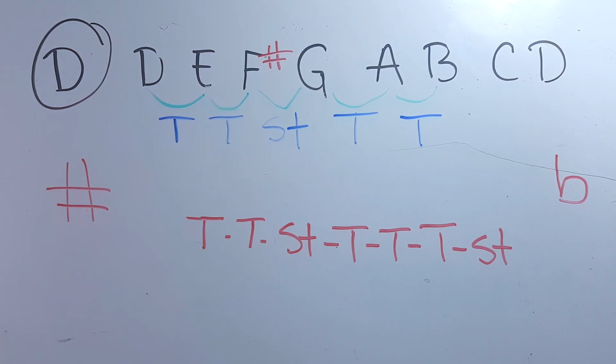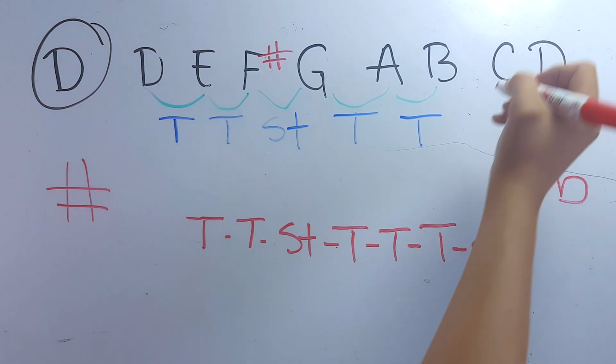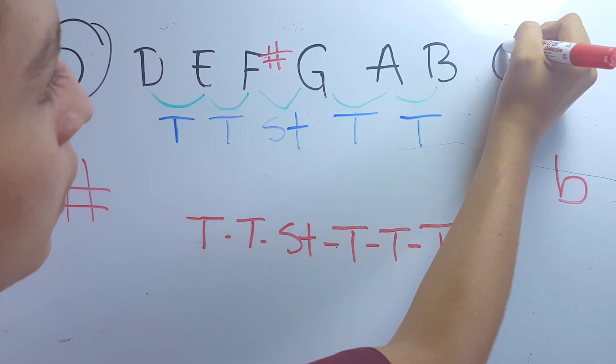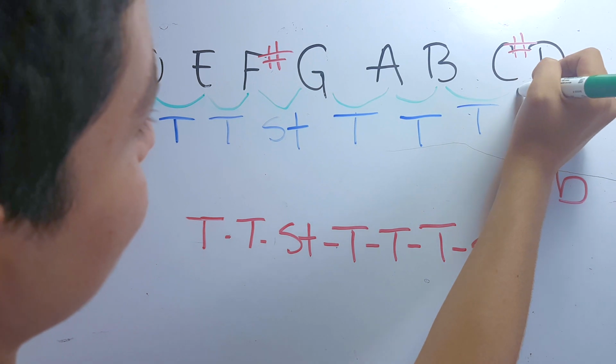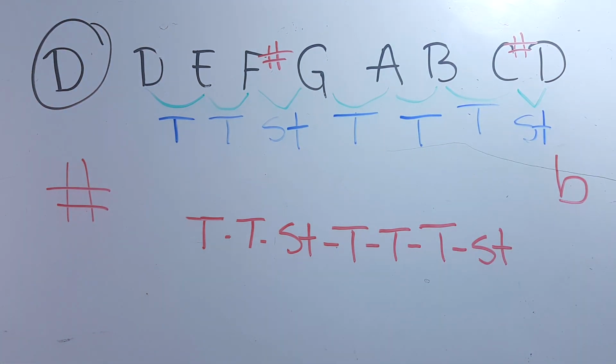From B to C, there's a half step, so we're gonna need an alteration. The alteration will be a sharp, so we walk a half a step forward. Now we have a whole step. Now from C sharp to D, there's a half a step, and the formula wants us a half step. Now this music alphabet has converted into a D major scale.